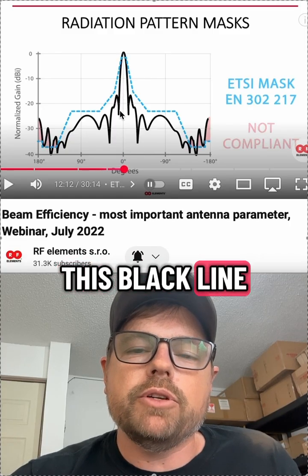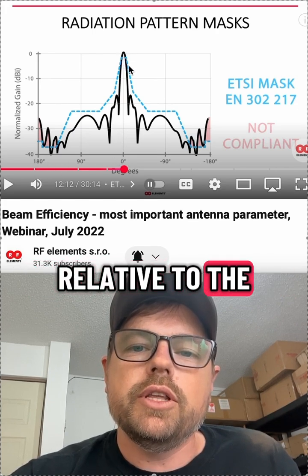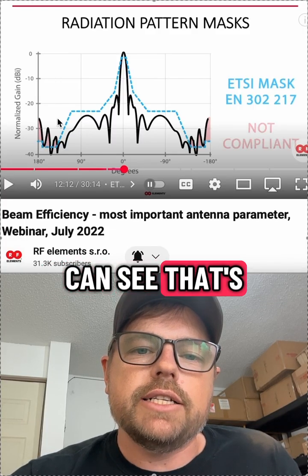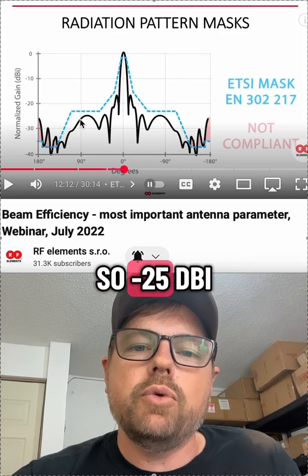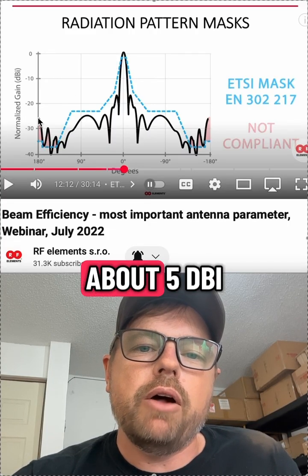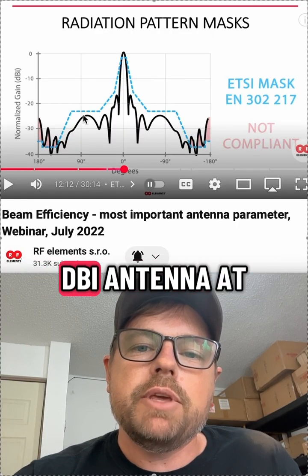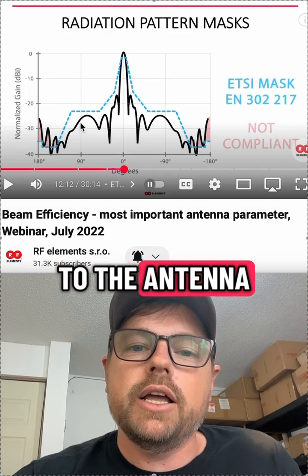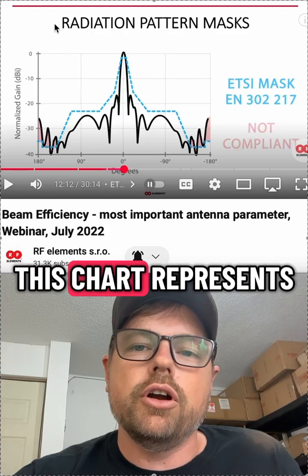This black line represents the signal levels at any angle relative to the center of the beam. So at 90 degrees here, you can see that's at about negative 25 dBi. So negative 25 dBi from 30 dBi, so it's at about 5 dBi. And it's functioning like a 5 dBi antenna at 90 degrees. When you're perpendicular to the antenna, it's functioning like a 5 dBi antenna. And that's what this chart represents.